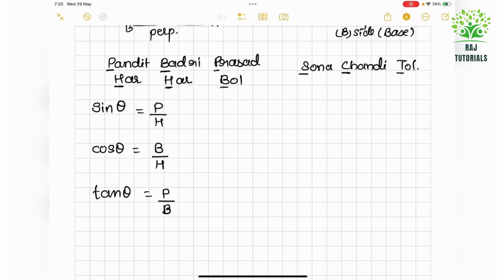Now, three more relations are there, that is cosec. Cosec means opposite of sine. So opposite means the values will just change. Denominator will go into numerator and numerator into denominator. Then cos opposite is sec, so H by B. And the third one is cot, opposite of tan. So B by P. If you know this much, the first exercise easily you can solve.